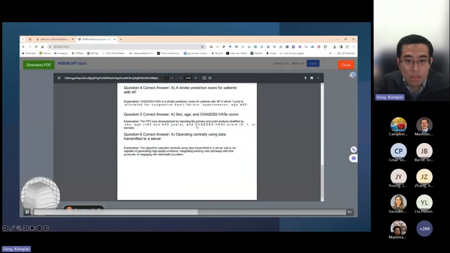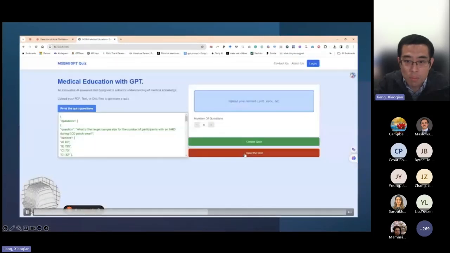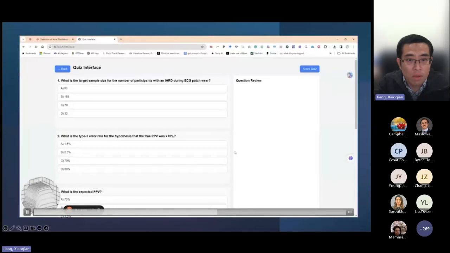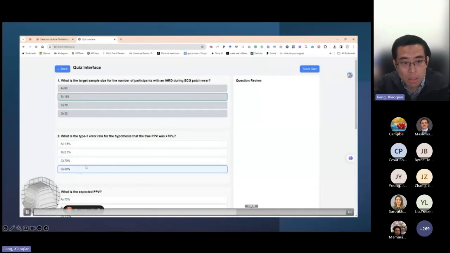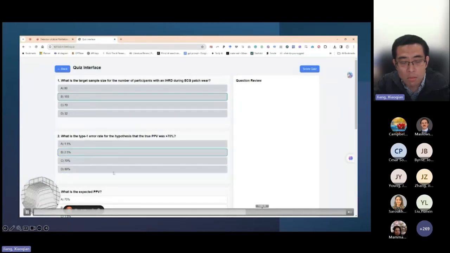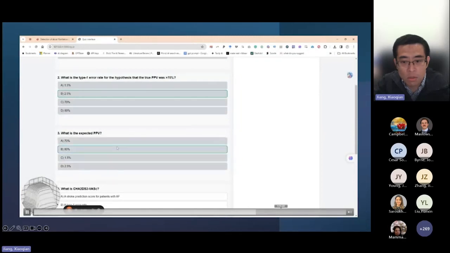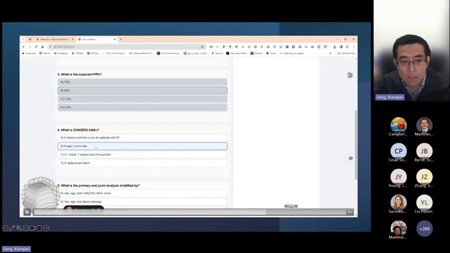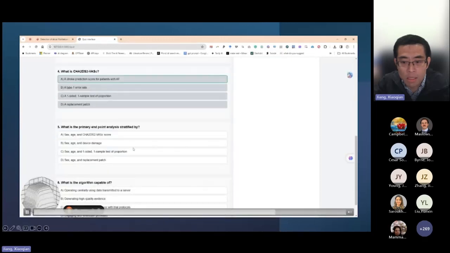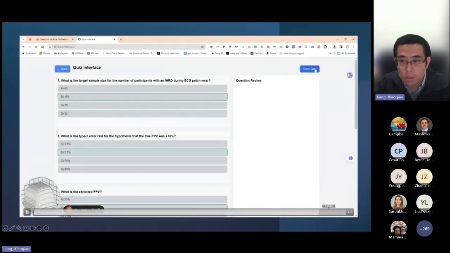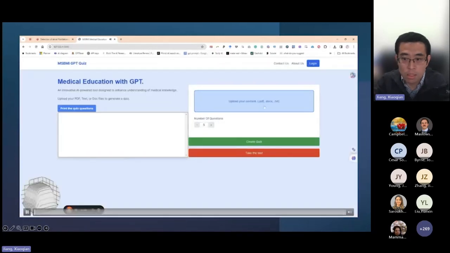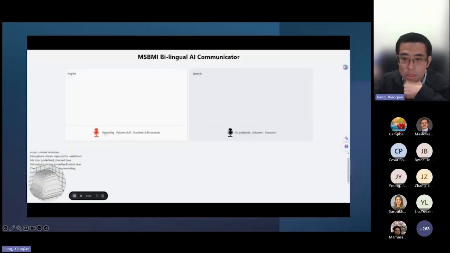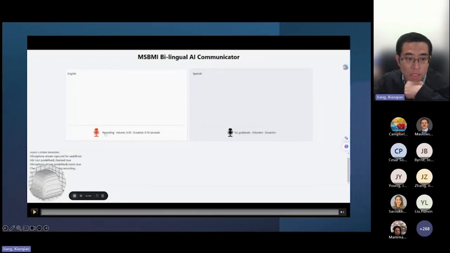So the input only has the PDF document, but with this model we can generate a set of questions, and we already have the correct answer provided by the model, and also the explanation for these answers. And then you can go over and check the answers to see if you have the correct understanding. After this is done, the model will grade and give a score and an explanation for the problems that were incorrectly answered. And yet another example I'm going to show you is an interesting one for bilingual communication.